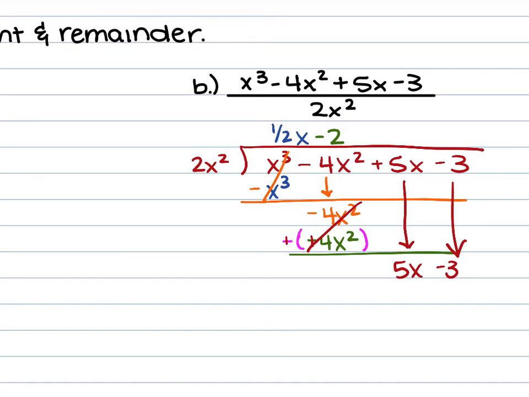From here, you have 1/2 x minus 2. What's your remainder? Add it to that and keep it over what you divided by. So 5x minus 3 divided by 2x squared.